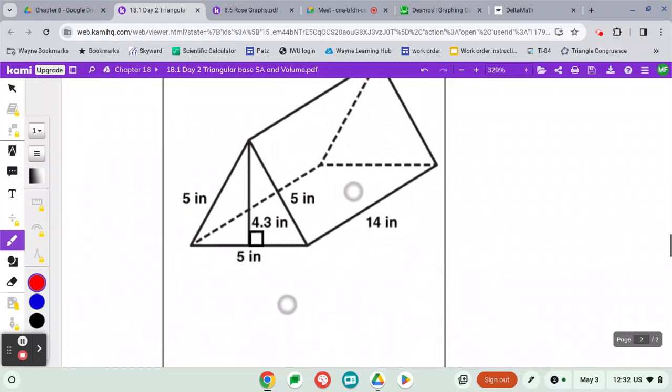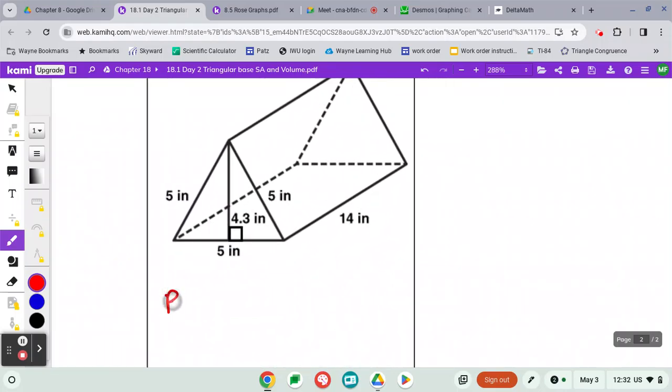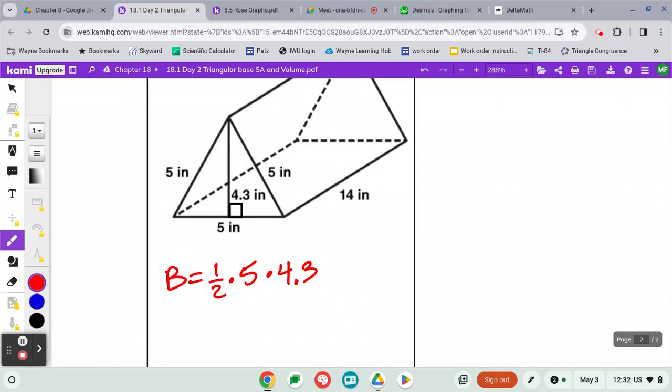Now, for finding the area of the base, we'll still do 1/2 times. What's the base of the base? Don't overthink it. 5. Just the bottom of the base is 5. Okay. What is the height of the base? 4.3. 14 is the height of the prism. Does that make sense? So the 14 will be used later, but for the height of the base, it's 4.3. Okay, we do 1/2 times 5 times 4.3. What do we get?